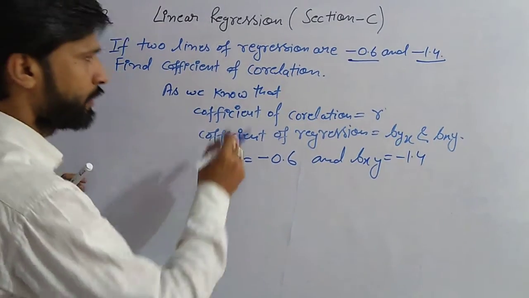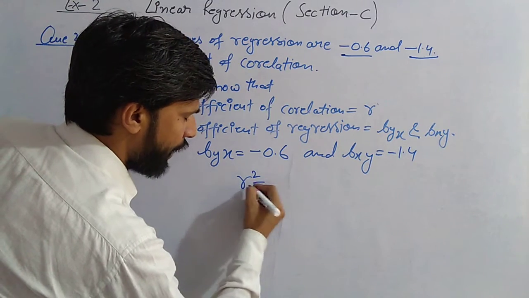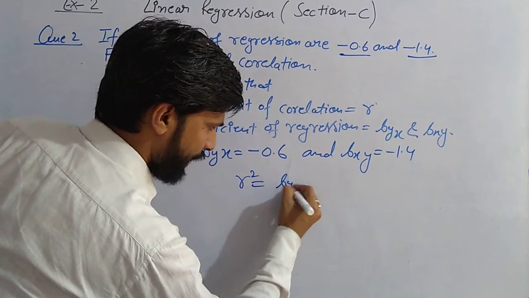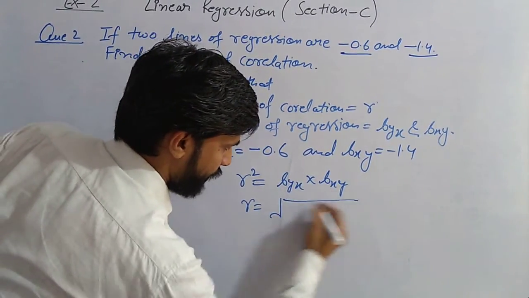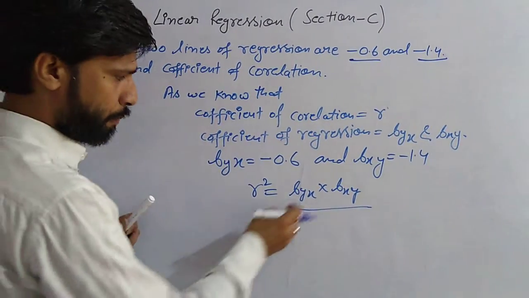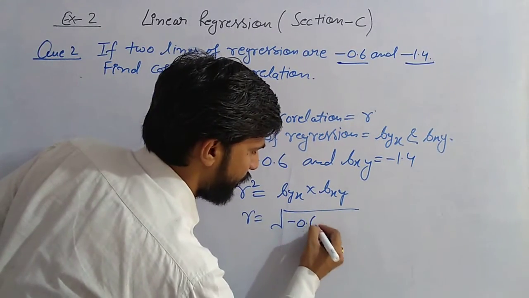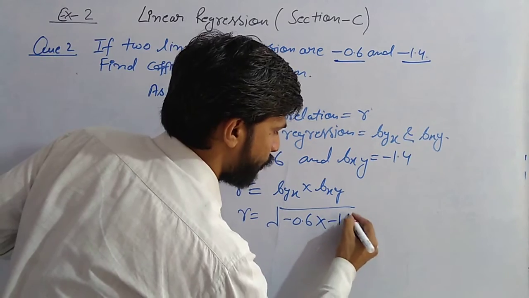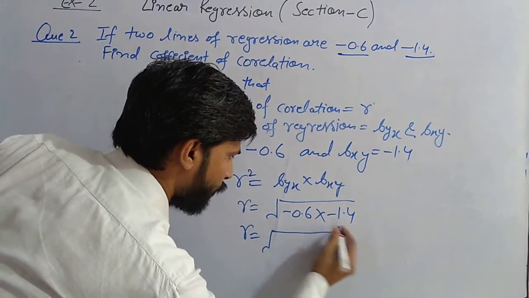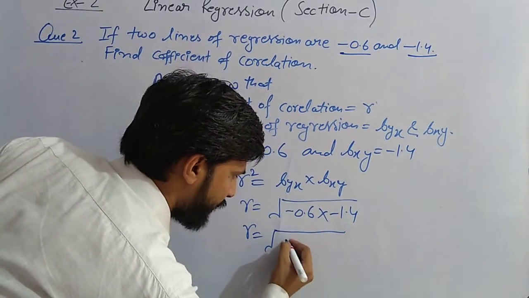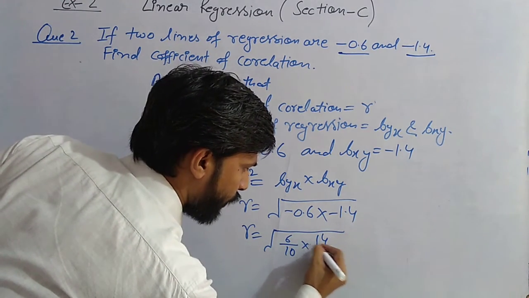Now, as we know, the coefficient of correlation is given by R. R square is equal to Byx multiplied by Bxy. So R is given by the root of Byx and Bxy. Now the value of Byx is minus 0.6 into minus 1.4. Now R is equal to the root of minus minus plus, but 0.6 is written in this form, 6 upon 10, into 14 upon 10.